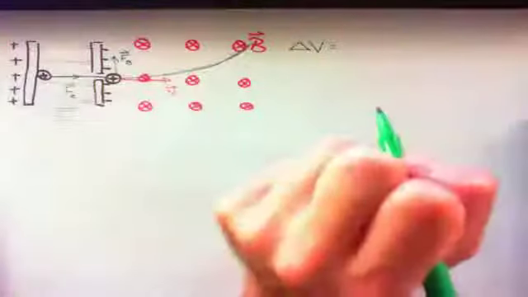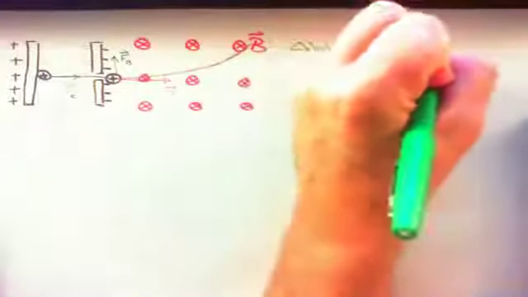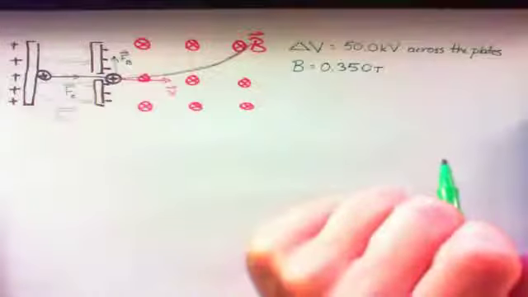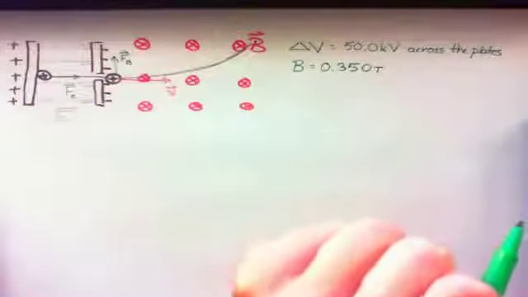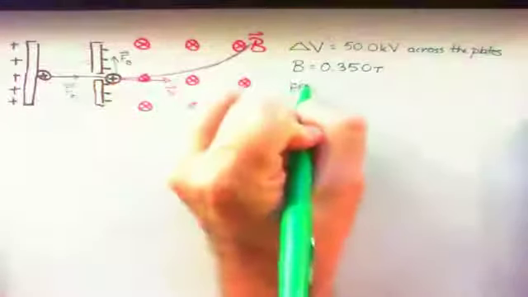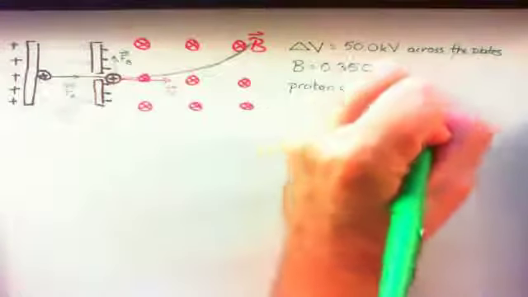Okay. Now let's put some numbers in there. Let's say that there is a potential difference, a delta V, of 50 kilovolts between the two plates. And let's say that there's a magnetic field strength of 0.350 Tesla in this magnetic field out here. And let's say that this little charge is a positive charge. In fact, let's say it's a proton.